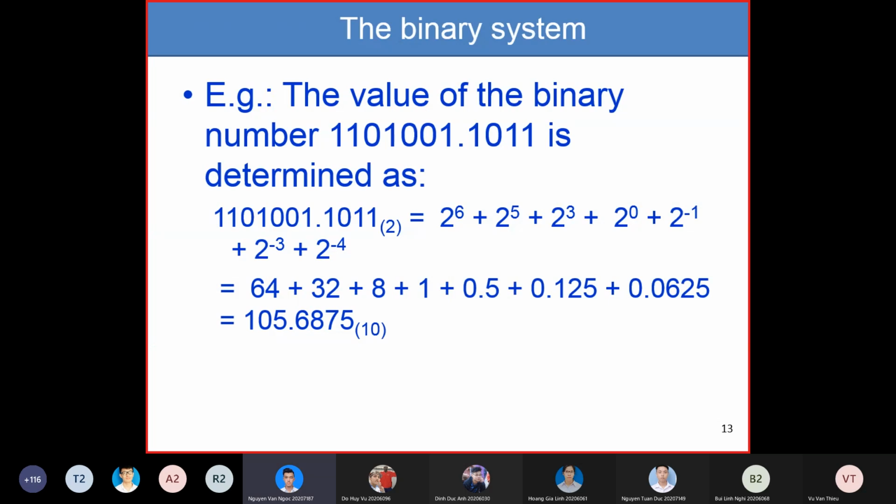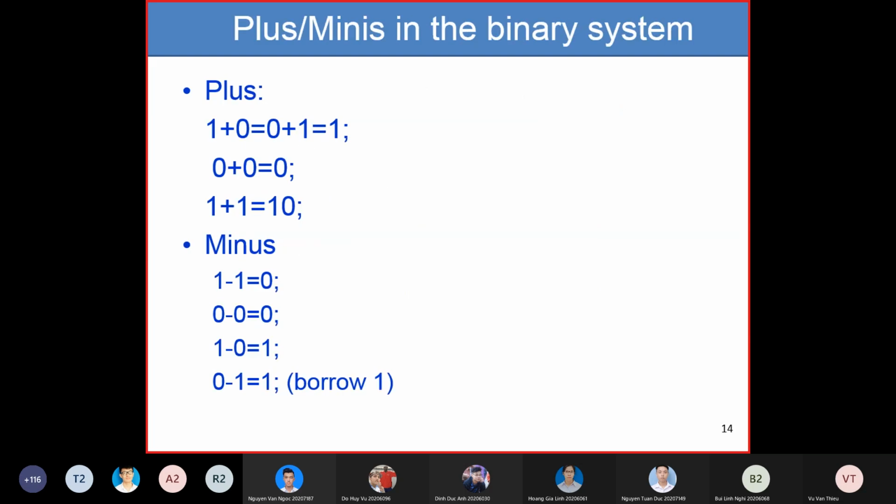Okay. So this is the way to determine a number represented in the binary system. Next, we will talk about how we do operations in the binary system. The decimal system we use every day, so we don't need to study it here. But in the binary system, there are some differences. First, we study how to do plus and minus operations.